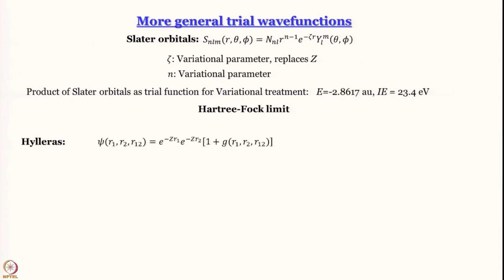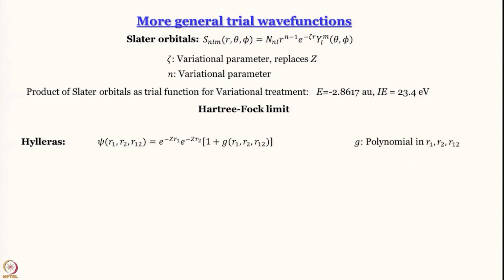Hylleraas, for example, used this kind of a wave function, which is a function of r1, r2 and r12, the internuclear separation. And the functional form that he used was a product of 2 exponential functions, one in r1, one in r2, multiplied by 1 plus a function g, a polynomial g in terms of these 3 independent variables. Okay, g is a polynomial.